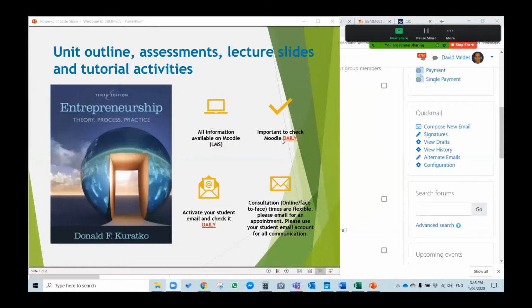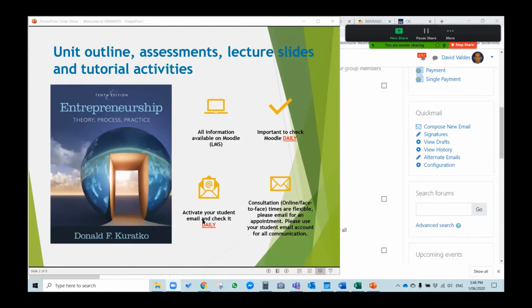You should check Moodle every day, including your emails. Make sure you check that every day because I contact you both via Moodle and also by email. I usually use the announcement forum on Moodle, and when I send you a message there, it usually will give you a copy via your email as well.